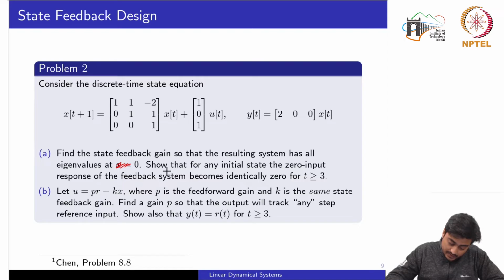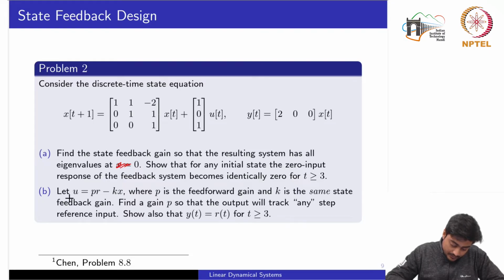The next part, we want to show that for any initial state, the zero input response of the feedback system becomes identically 0 for t greater than or equal to 3. So this is an important part. Here, once we go into the proof of this part, it is obvious that for any initial state we can have the response of the feedback system identically equal to 0, right? So we'll come on to this part once we see the solution.